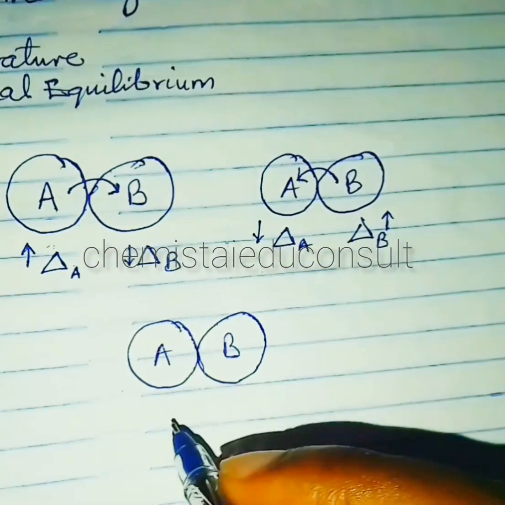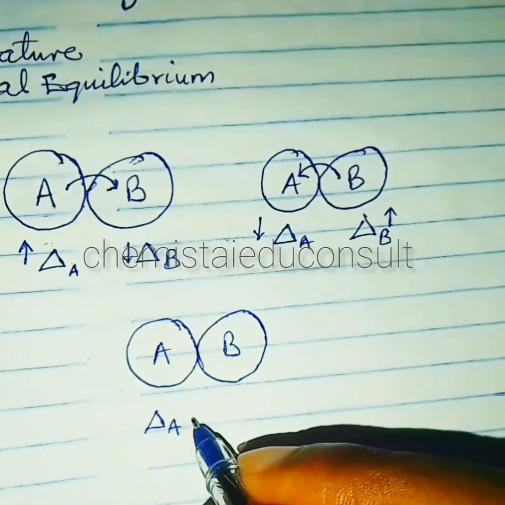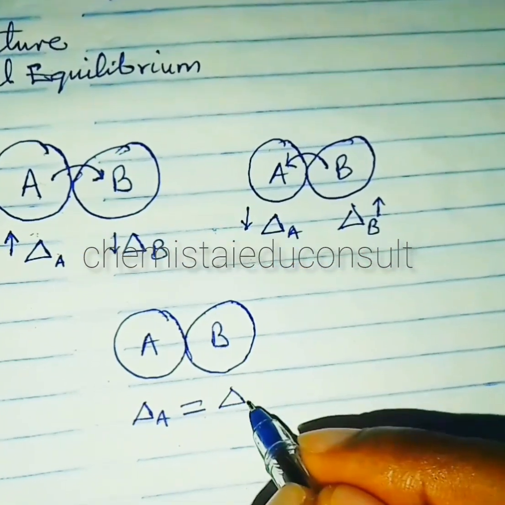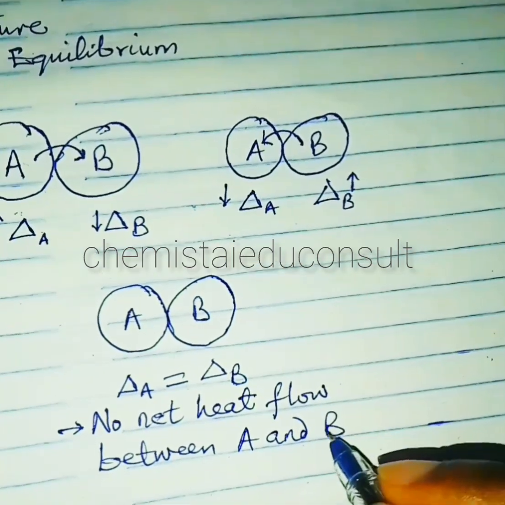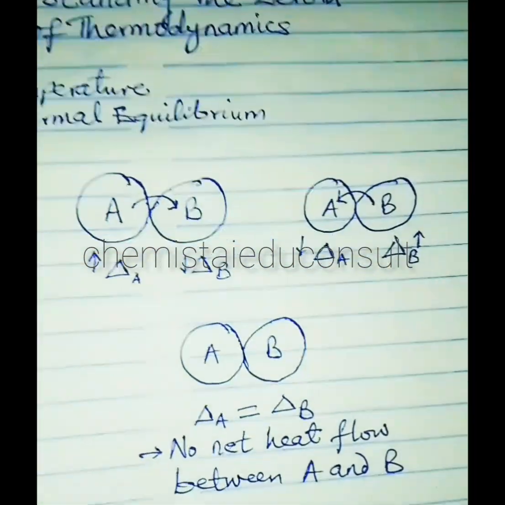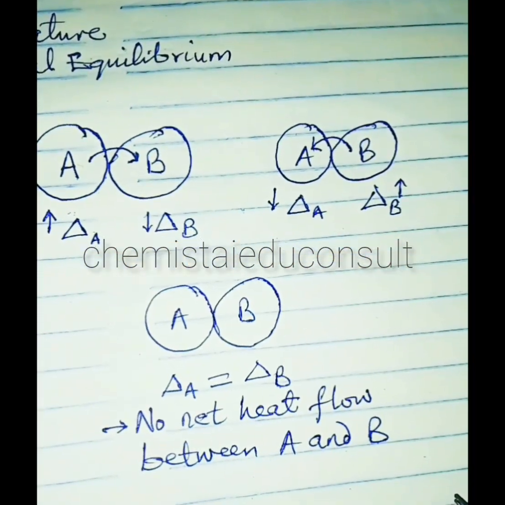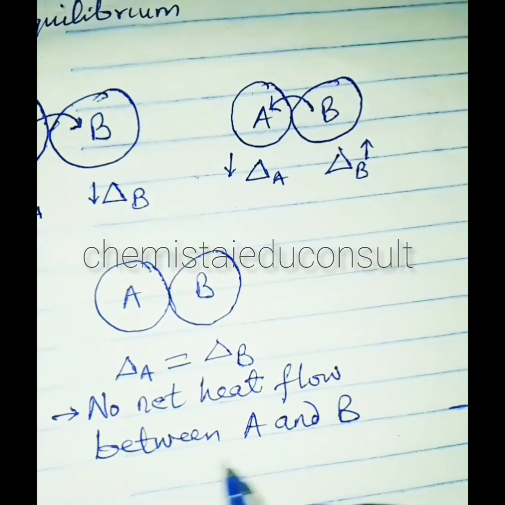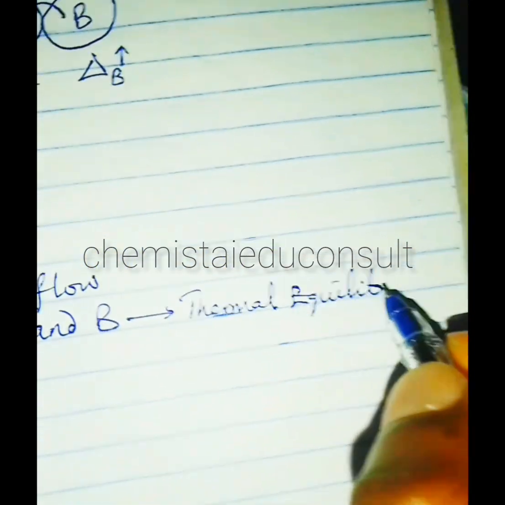Take another scenario where the temperature in system A and the temperature in system B are now equal. What do you expect? Of course, there is no net heat flow between A and B. This situation where the heat contents of two systems are equal, but there is no net heat flow between the two systems, is called thermal equilibrium.